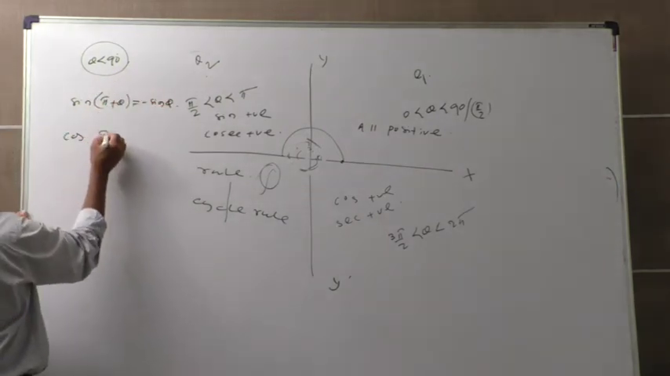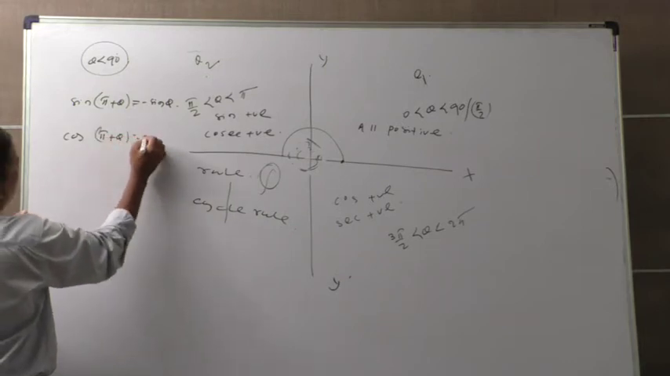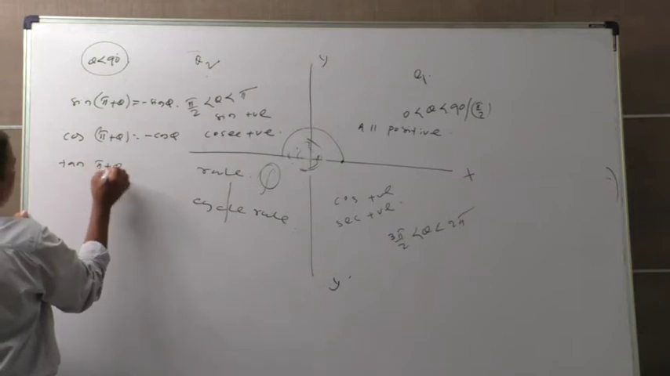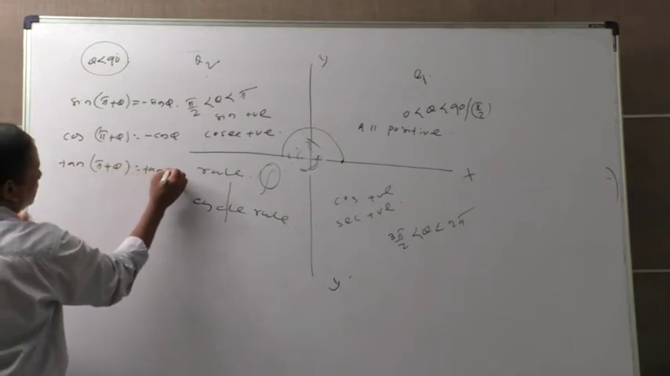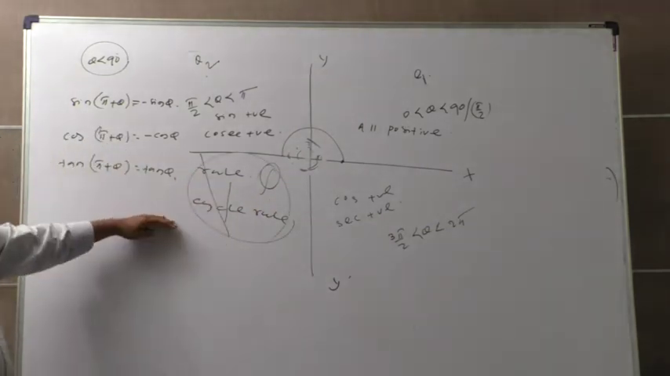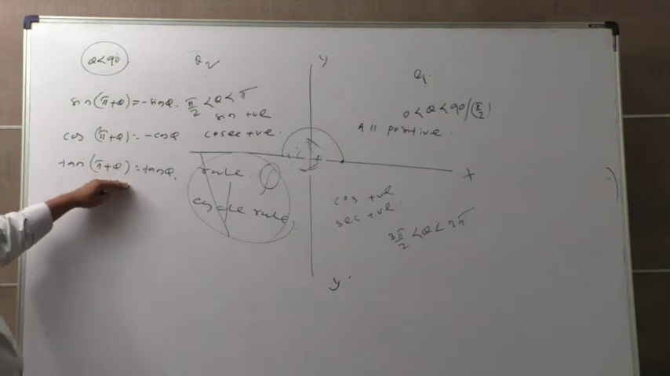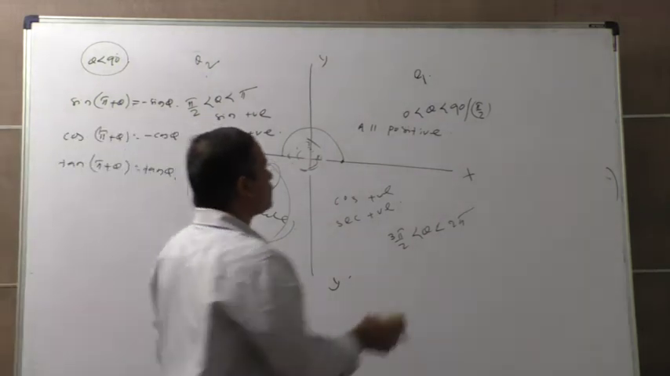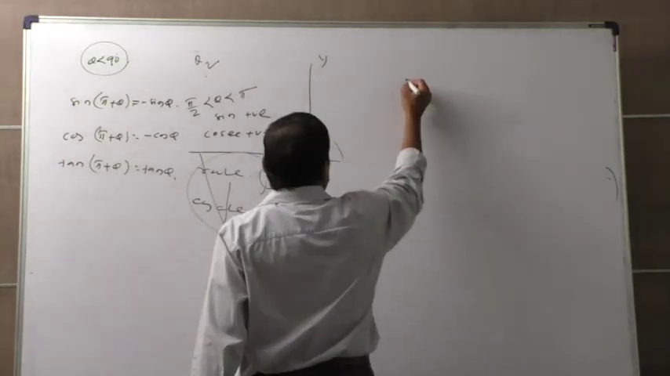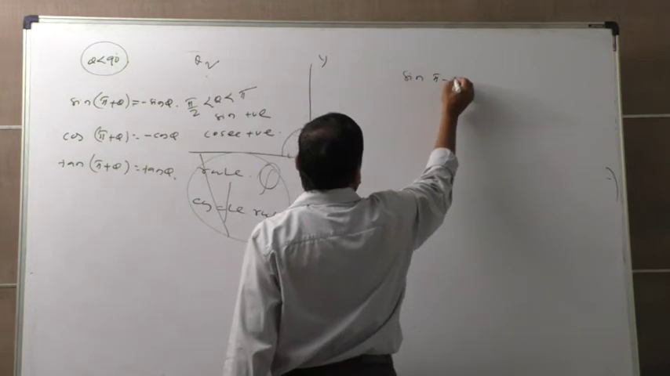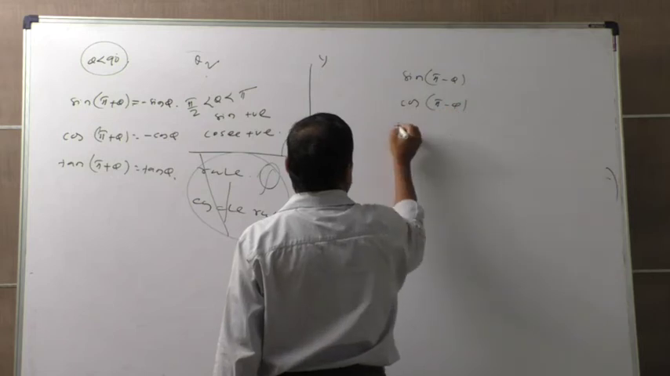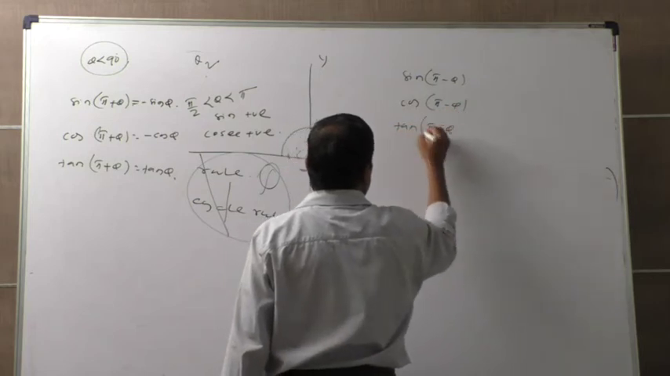So sin of pi plus theta is minus sin theta. Same, cos of pi plus theta is minus cos theta. Tan of pi plus theta is plus tan theta, because the third quadrant is tan's house. Because in third quadrant tan is positive, so tan of pi plus theta is tan theta. Now, if we find sin of pi minus theta, cos of pi minus theta, tan of pi minus theta, what will be happening?